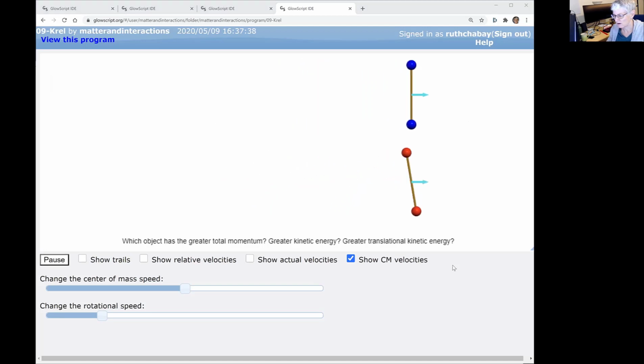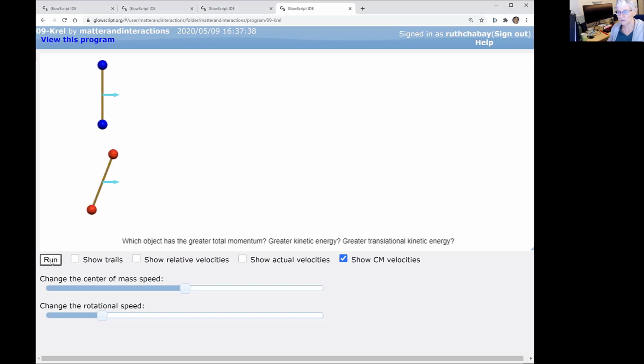So what you said was that the majority, but not a big majority, said that the red one, the one on the bottom, has greater kinetic energy. Some of you said that they have the same kinetic energy. And the answer is that the one on the bottom has the greater kinetic energy. That is correct. And they don't have the same kinetic energy.